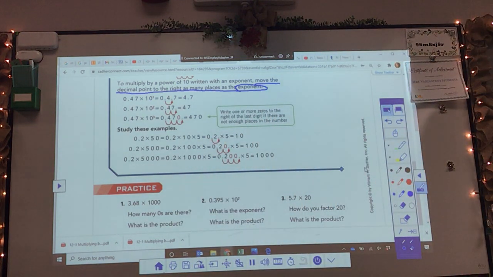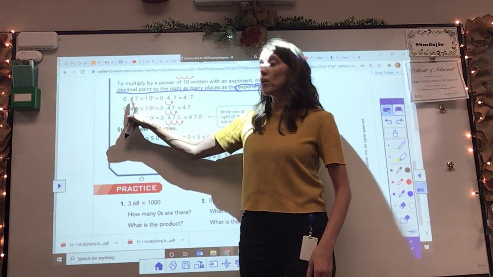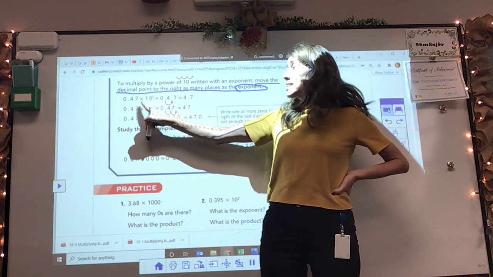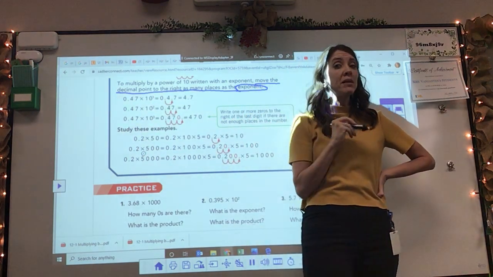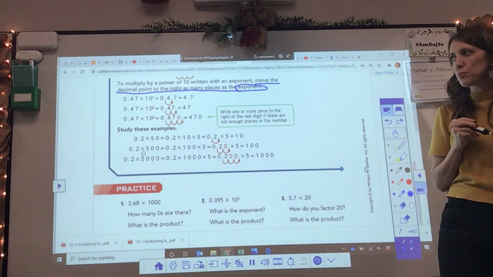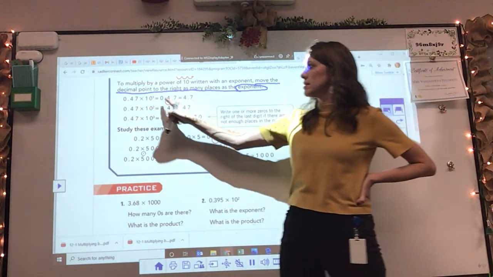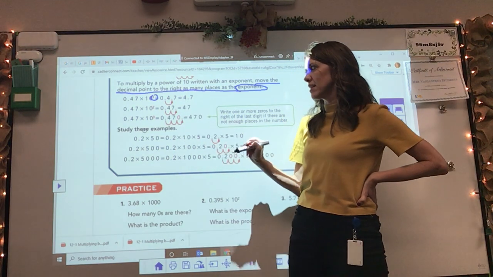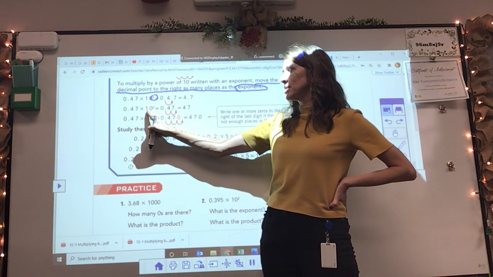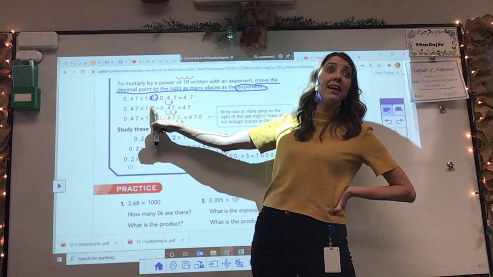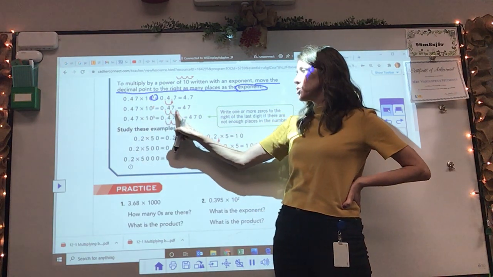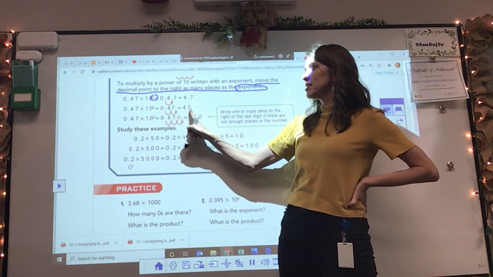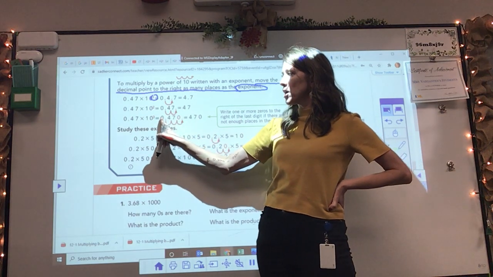Okay, pay attention. All right, so we're going to take 47 hundredths times 10 to the first power. That means, Zari, how many times are we going to move that decimal point to the right? 1, because this tells us to move it 1 to the right, and we end up with 4.7. And 47 hundredths times 10 to the second power means move it to the right 2 times, 1, 2. And we get 47.